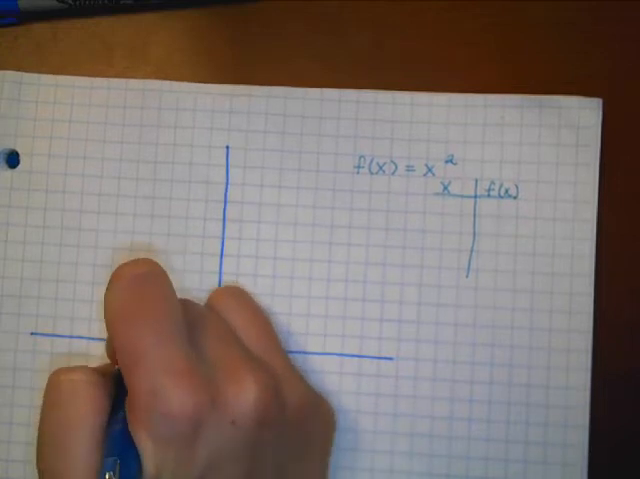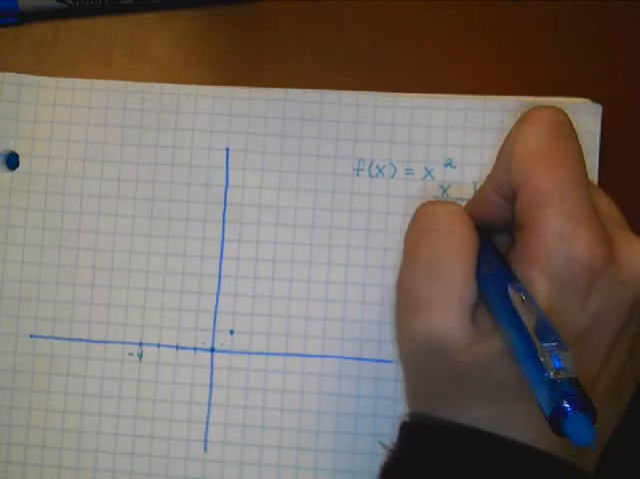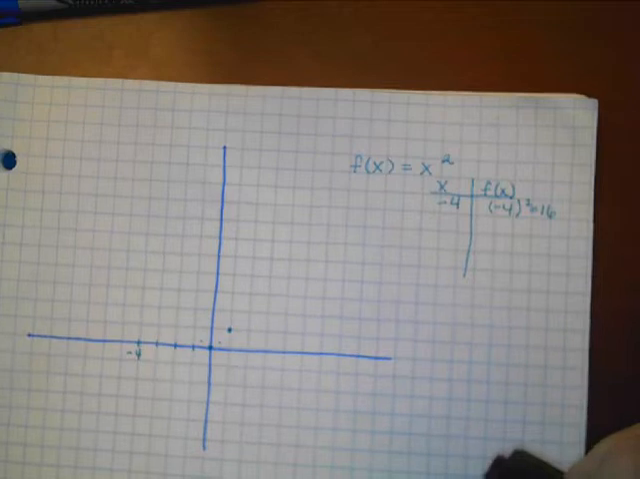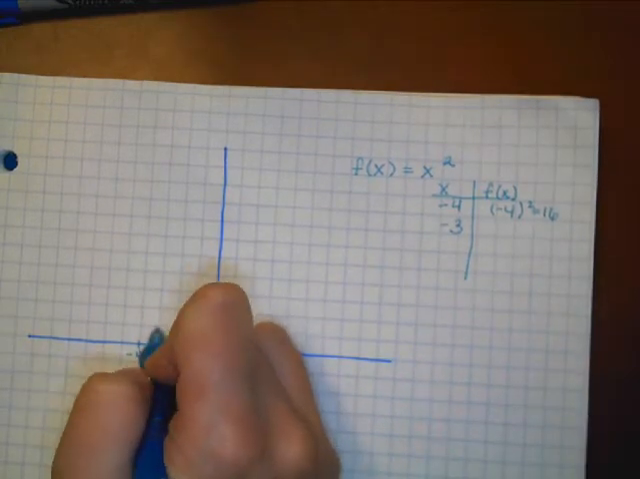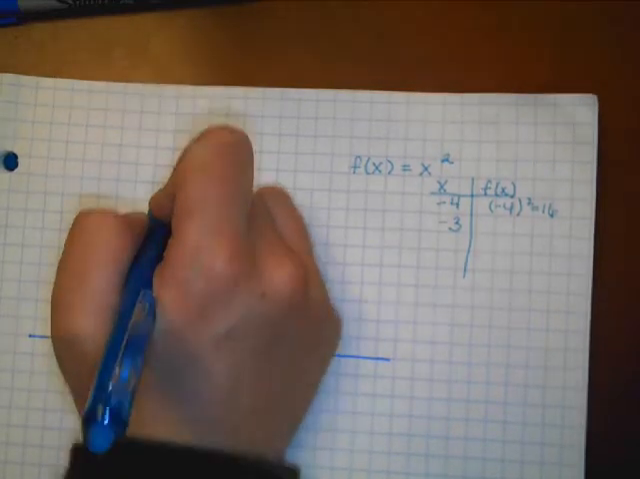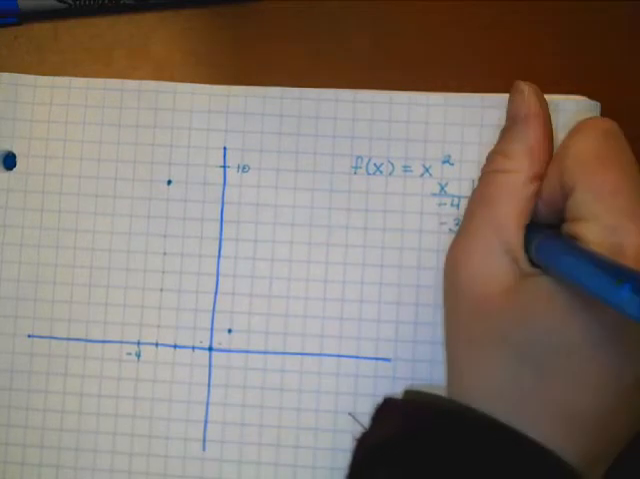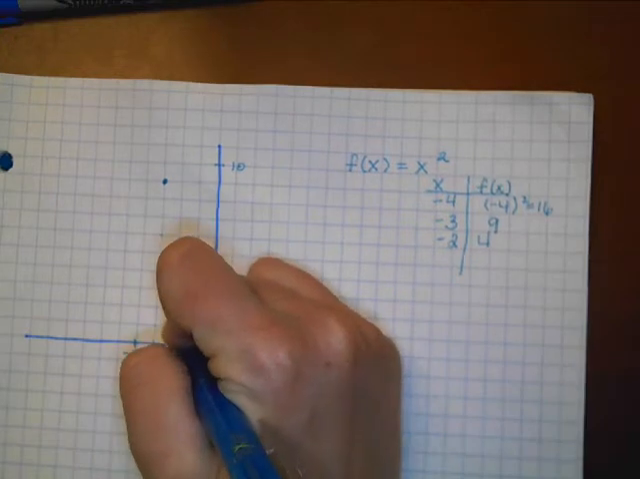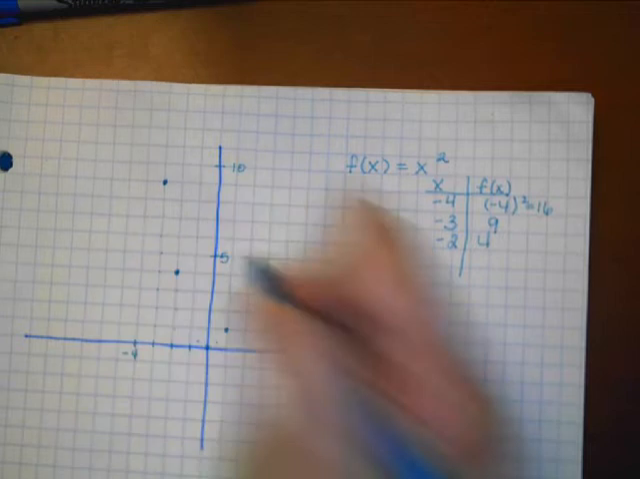Right? So let's start at negative 4. At negative 4, I have negative 4 squared, which is 16. Negative 3, I would have negative 3 squared, which would be 9. So right here. At negative 2, I have 4 because I'm squaring the values, right?